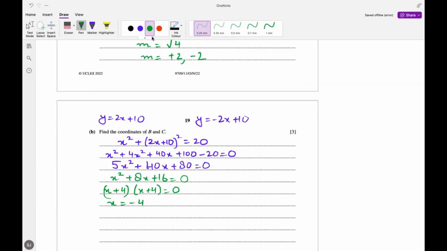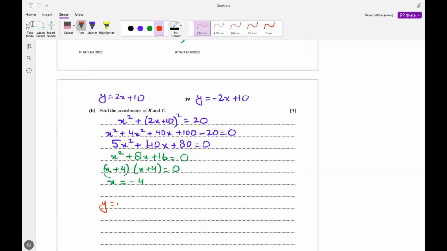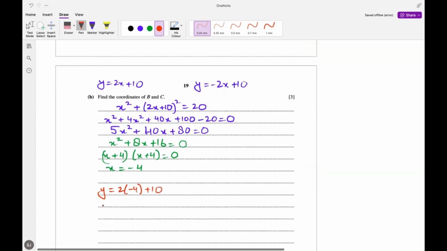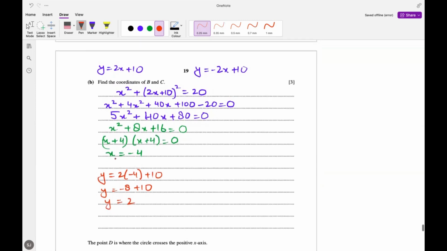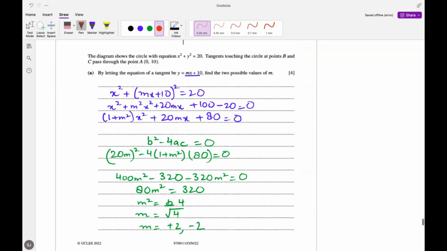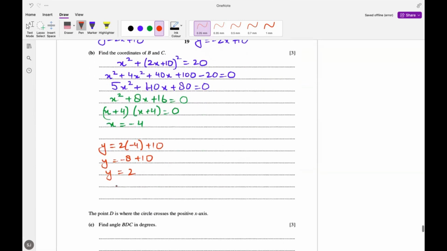Once we have the value of x, we can substitute this into the first equation where m was positive 2. So the value will be 2 into minus 4 plus 10. So y will be equal to minus 8 plus 10, which will be equal to positive 2. So the point which has x coordinate negative, which is B, its coordinates will be minus 4 comma 2.